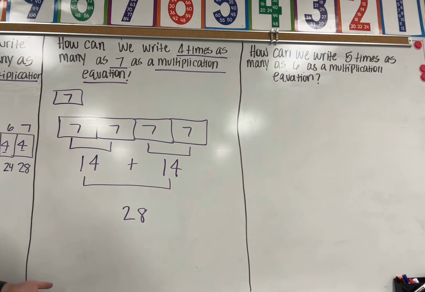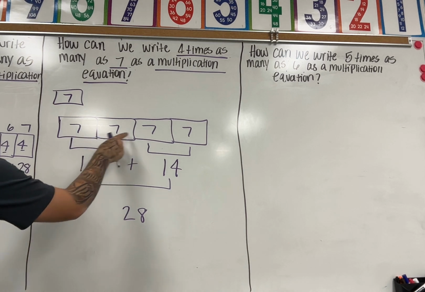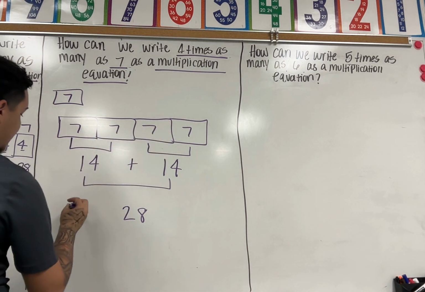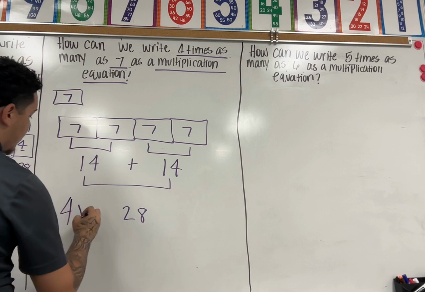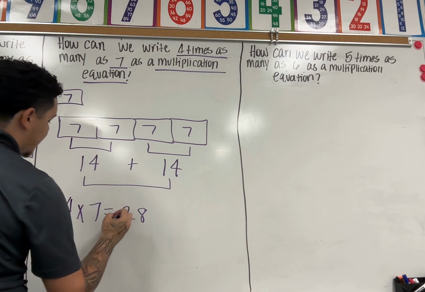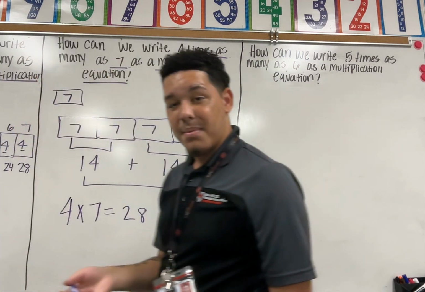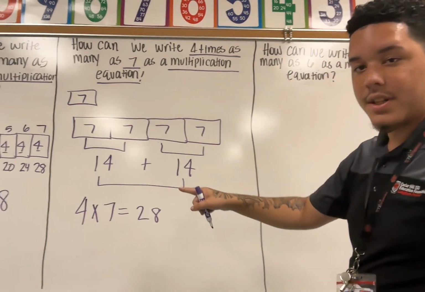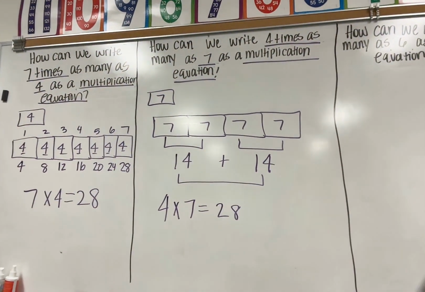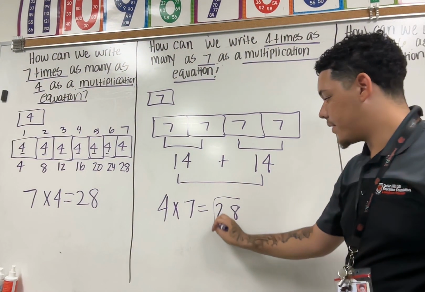So what's my multiplication equation here? Well, here I have 4 groups of what? 7. So in this case, it'll be 4 times 7. Well, aren't they the same answer for both this question and that question there? You are correct. It is both the same.